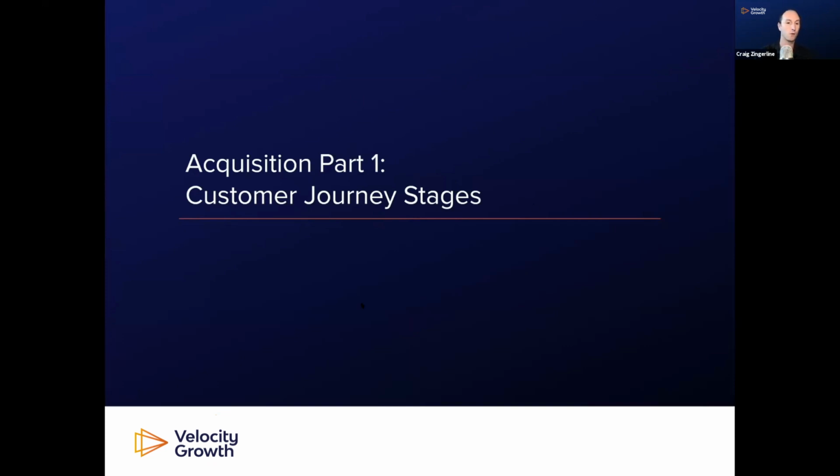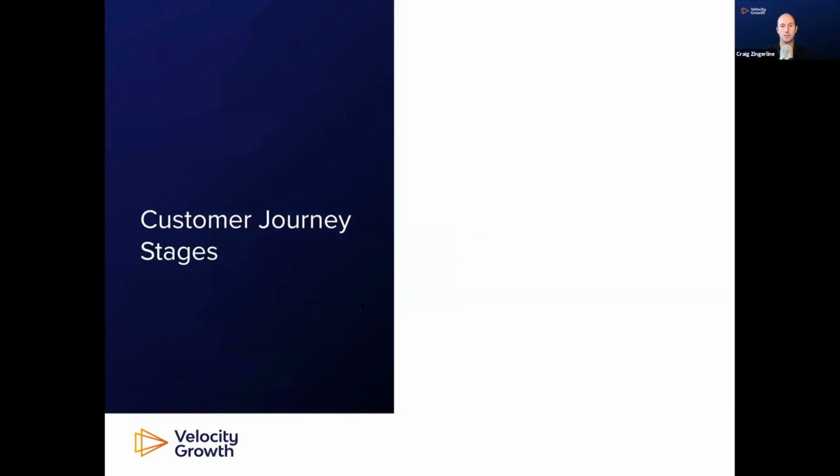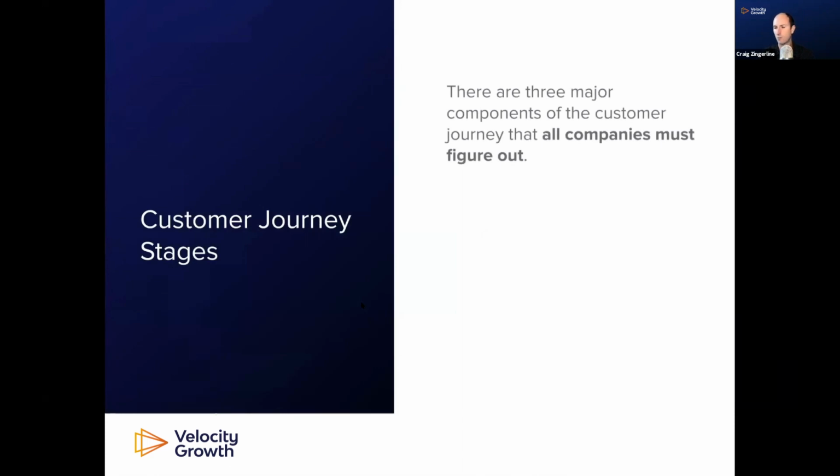And really, we're going to focus first on customer journey stages. And so when we're thinking about going out and acquiring customers, there's really three main bits that we have to figure out. All of us really have to figure this out, regardless of what type of company we are. The first is kind of brand level awareness. Just is the user aware that you exist or not? Which then kind of leads to acquisition, which then leads to activation.